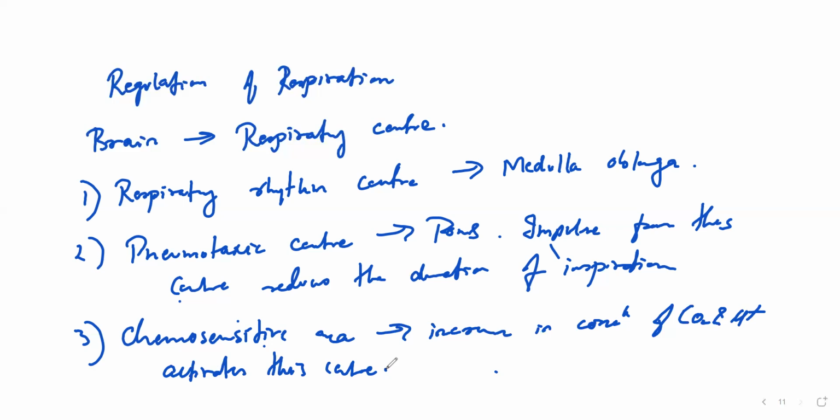So because of that, this center will get activated. And when this center activates, it is going to control your rhythm center. It will give a signal to the rhythm center that the CO2 and H plus concentration is more. So what happens is you have to balance this particular thing.